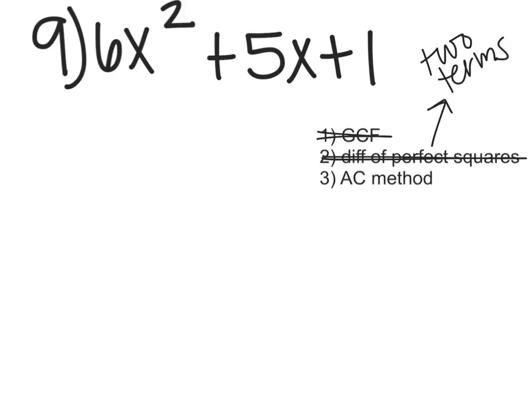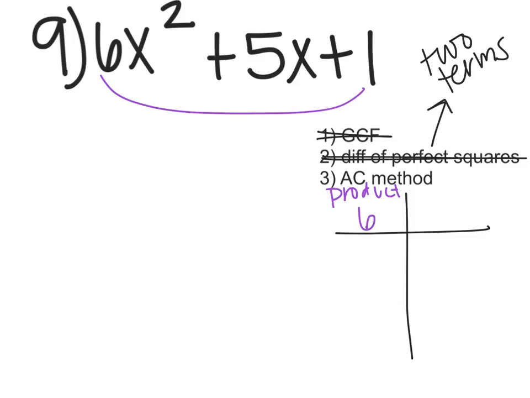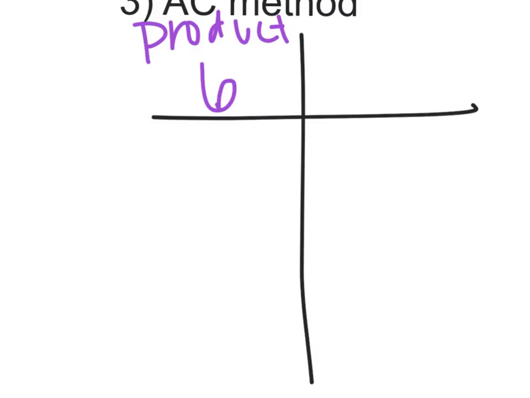So we're going to try the AC method. So the AC method says that I need to find a product of A and C, which would be 6 times 1, which is 6, and I need to find a sum of 5. So my factors of 6 would be 1 times 6, or negative 1 times negative 6, 2 times 3, or negative 2 times negative 3. That's all my factors there.